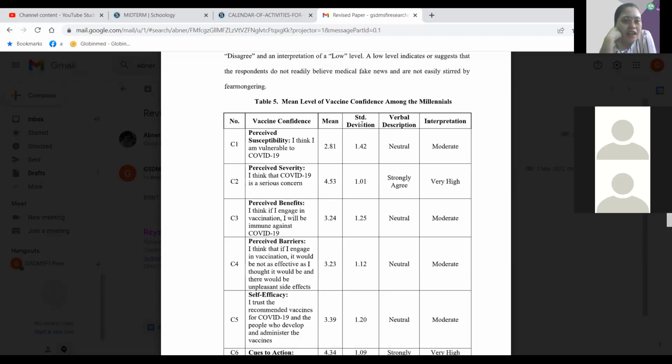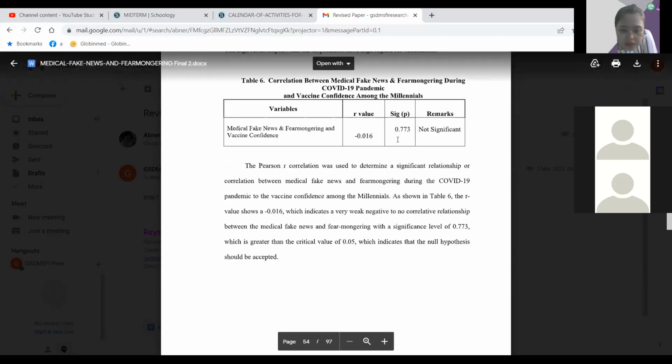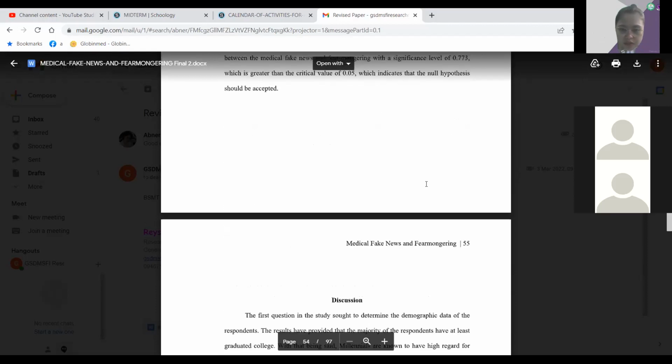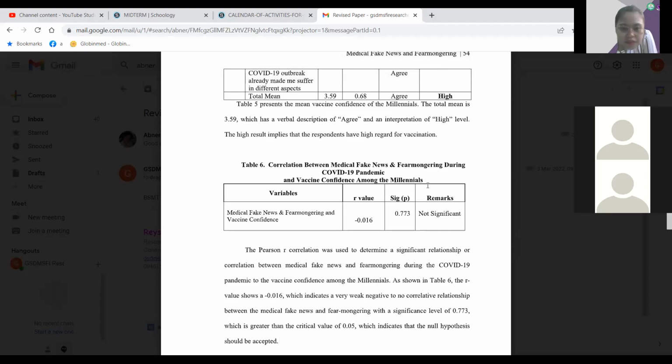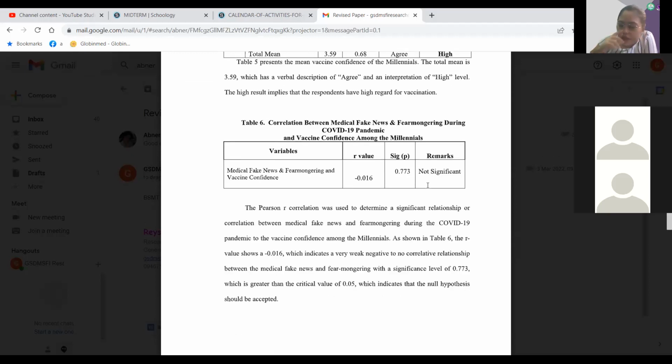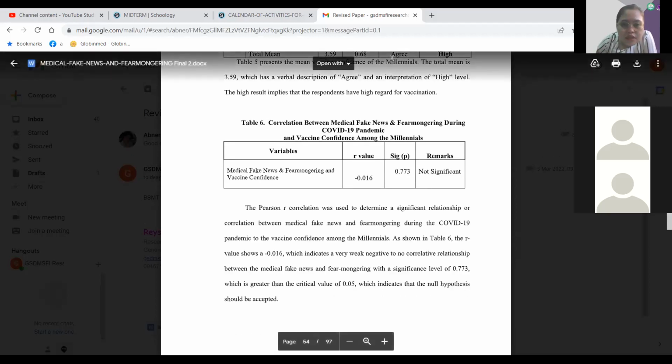Questions about this, before we really move on with the t-test? So, gamit nila dito, statistical test, R values, Pearson R. Okay. They used Pearson R here.